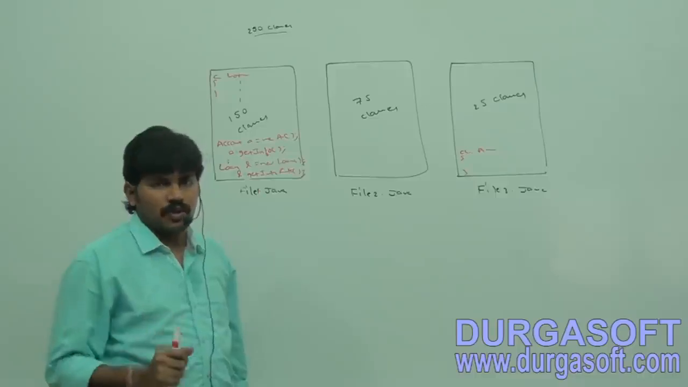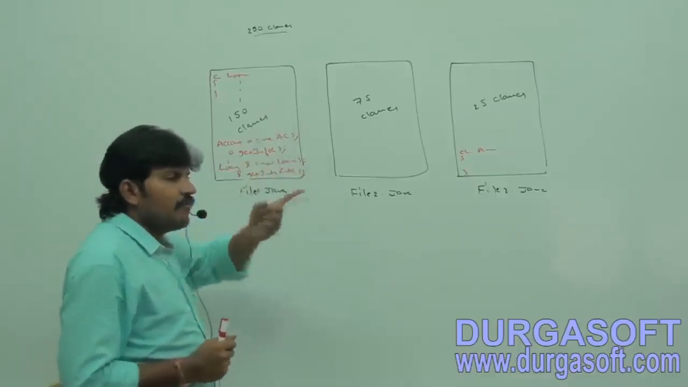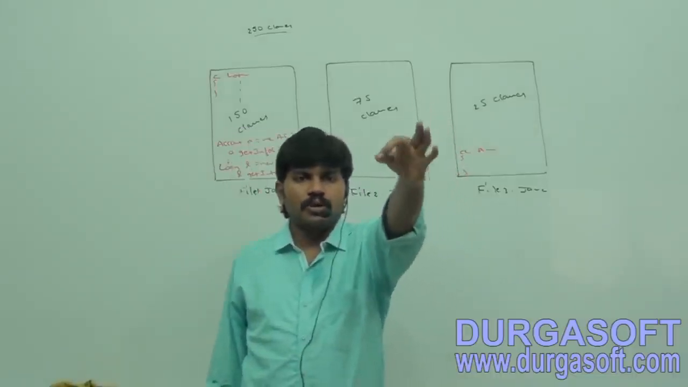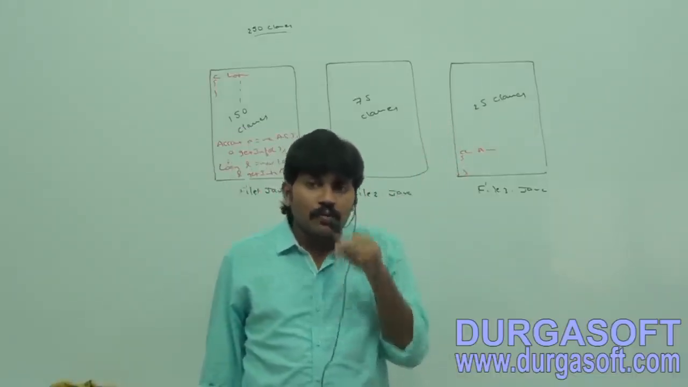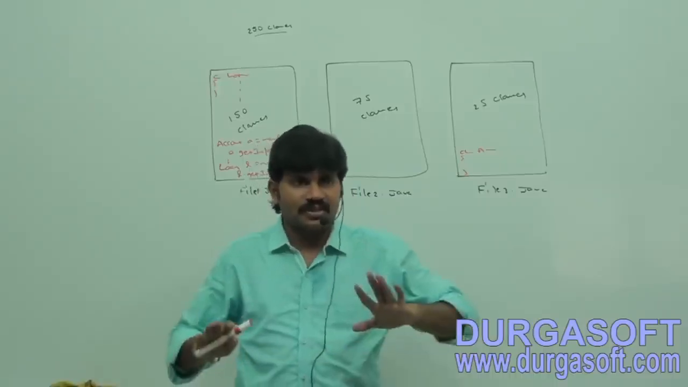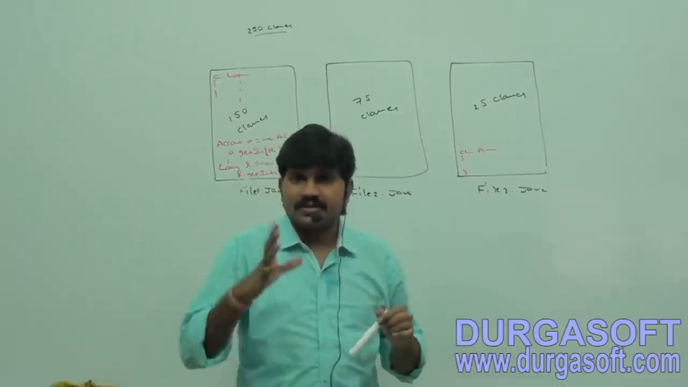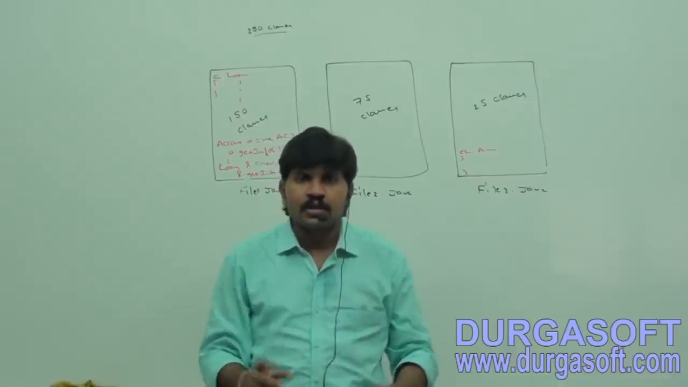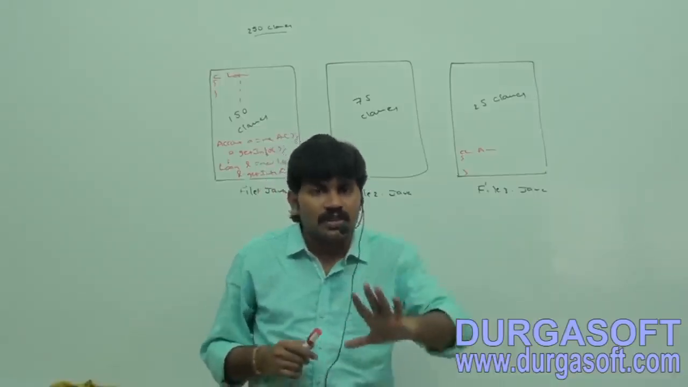Then how can I solve this problem? For every class take a separate source file. Are you getting? Per program only one class. Name of the class and name of the program must be the same. Per class, per program only one source file. Per source file only one class. Name of the class and name of the program must be matched.